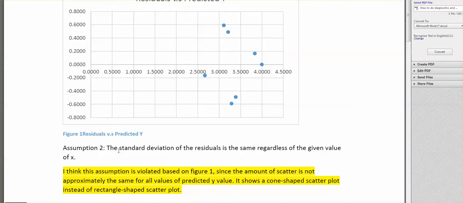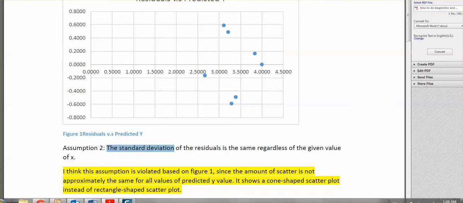So what kind of plot will we use to test this assumption? You must remember the name of the graph. The name of the graph to test this assumption is called residual versus the predicted y value. So we will test assumption 2, that the standard deviation of the residual is the same regardless of the given value of x. So how can we create the residual versus predicted value of y?